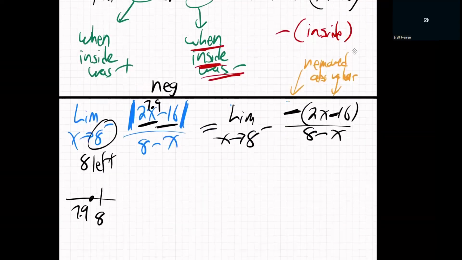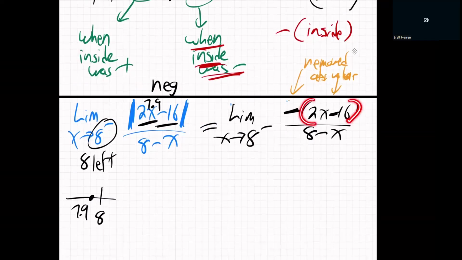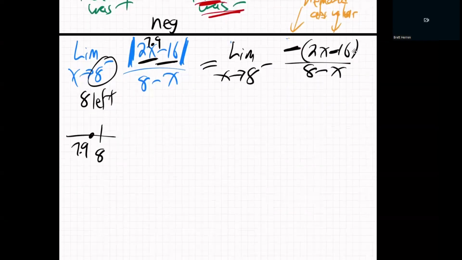Is that good? There's just parentheses now. I removed the absolute values. They're no longer there. And I put a minus in the front. Why? Because the inside was going to come out negative. How do you know? I put in something little. This is 8 from the left, like 7.9. Put in 7.9, that's negative inside there. So now we can simplify it from here.